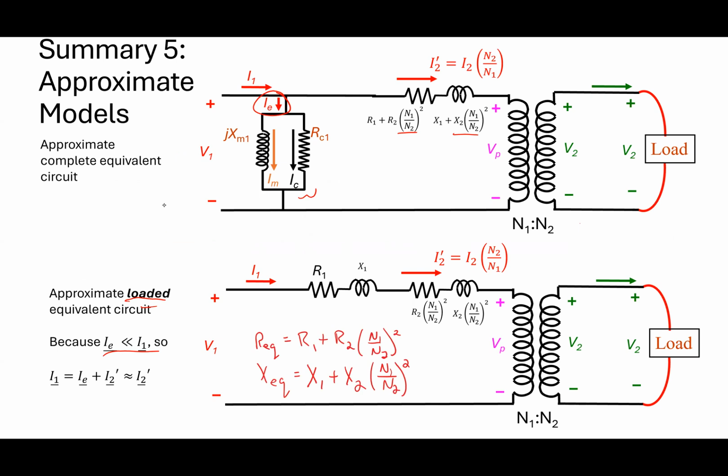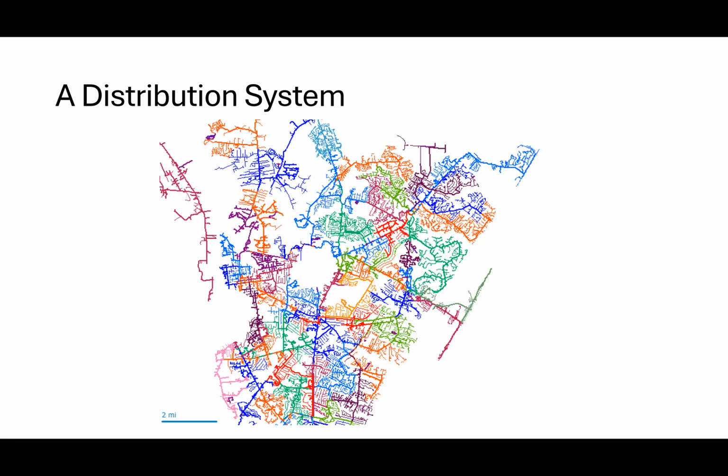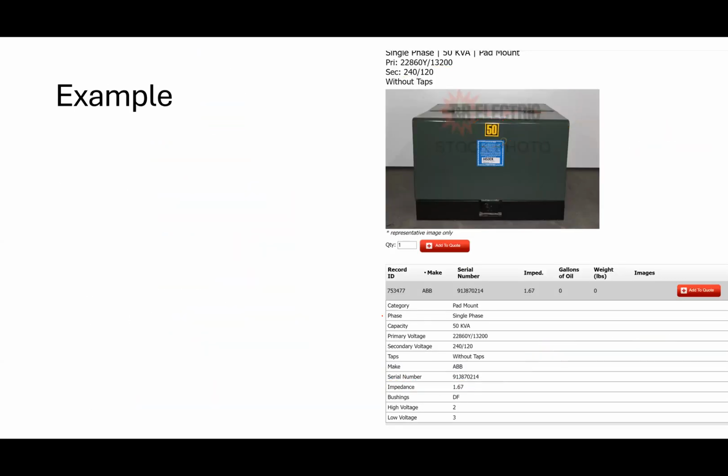They're telling me REQ and XEQ, which is the combination, referred to one side, of the resistances and the leakages. When I say the combination, it's the primary side resistance plus the reflected secondary resistance. It never separates those two; it always tells them to me together. And I can move them to one side or the other. So that's what it's telling me.